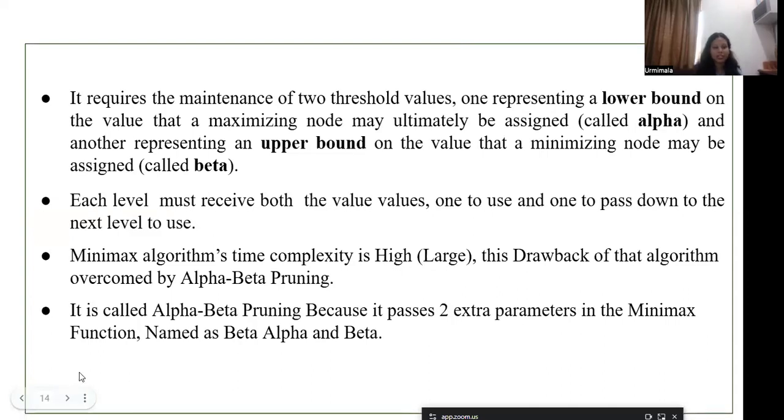And each level must receive both the values, one to use and one to pass down to the next level to use. Minimax algorithm's time complexity is high. This drawback of that algorithm is overcome by alpha beta pruning. It is called alpha beta pruning because it passes two extra parameters in the minimax function named alpha and beta.